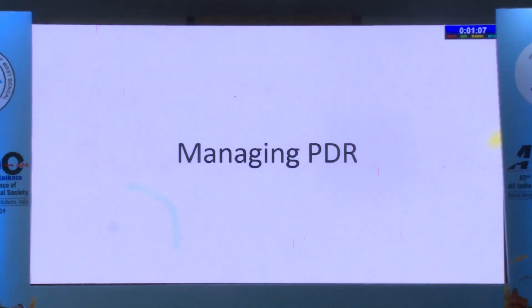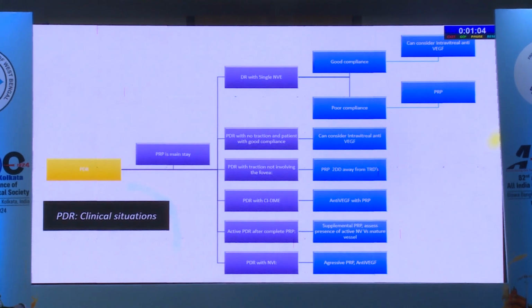Coming to managing proliferative disease, again, as I told you, panretinal photocoagulation is the mainstay of treatment. However, in certain situations, you can change.